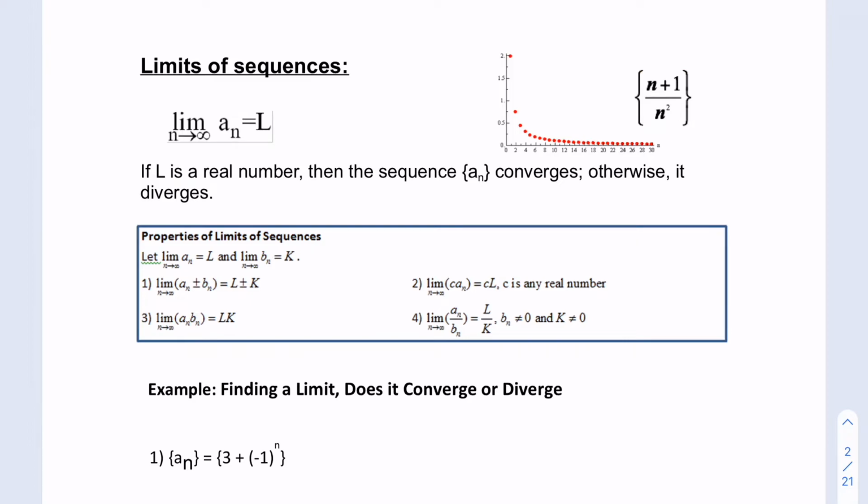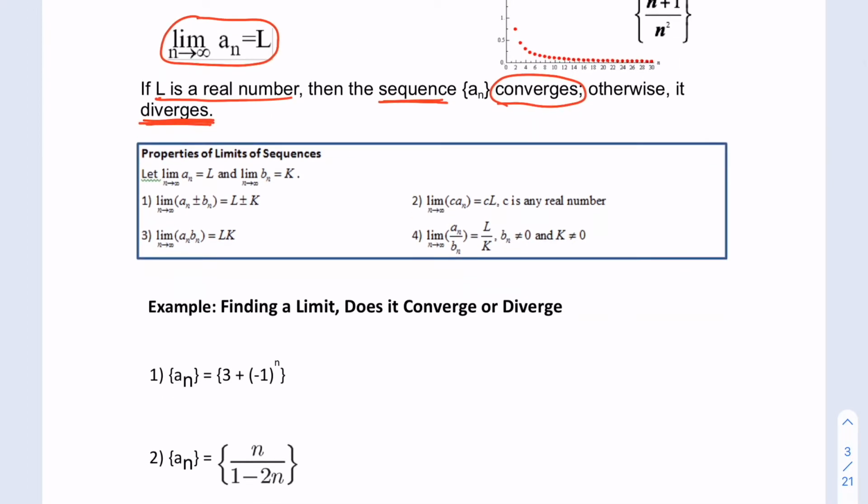If you look at the graph of a sequence, it will be separated dots, so it's a discrete function. As n goes to infinity, if the nth term an goes to a number, we say the sequence an converges. Otherwise, it will diverge.